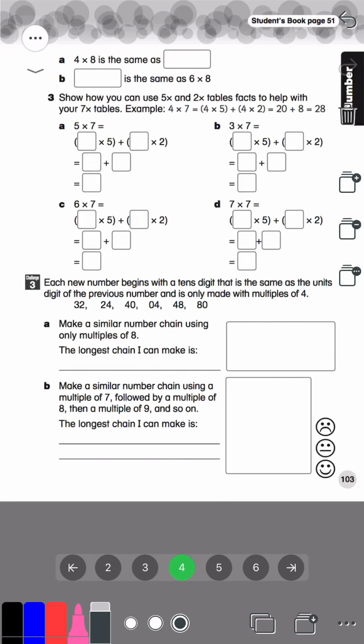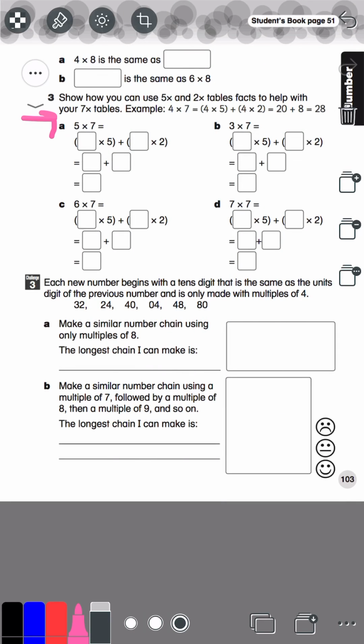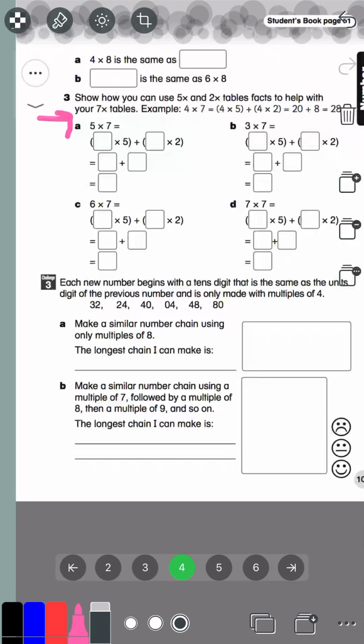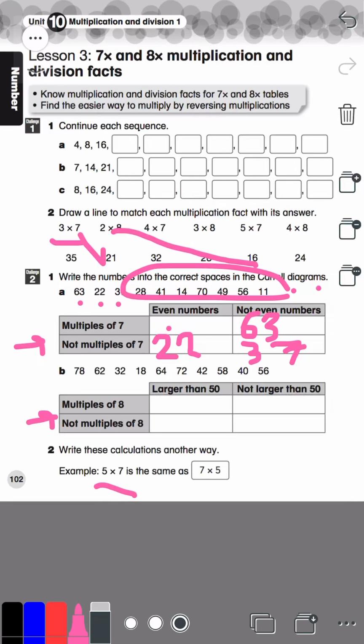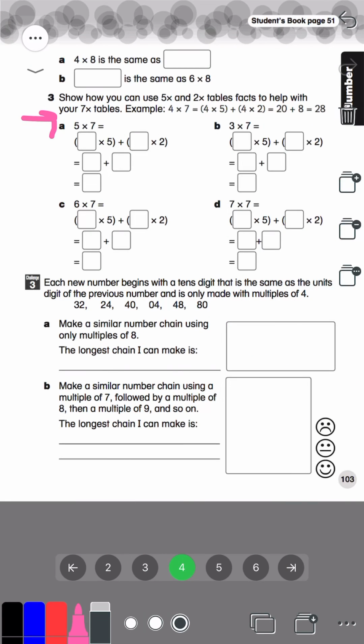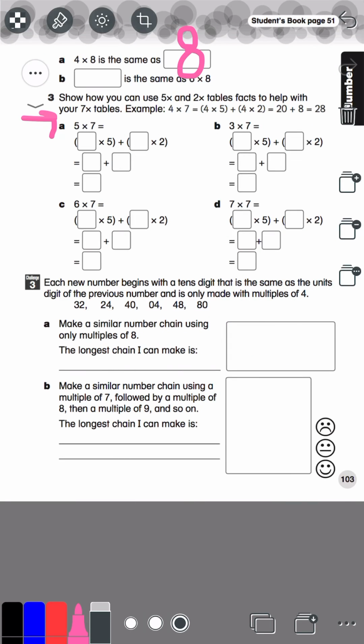In the next question, we want to write these calculations another way. 5 times 7 is the same as 7 times 5. So 4 times 8 is the same as 8 times 4, and so on. So it's the same if we swap the numbers.